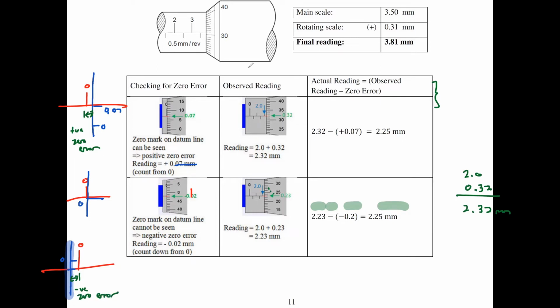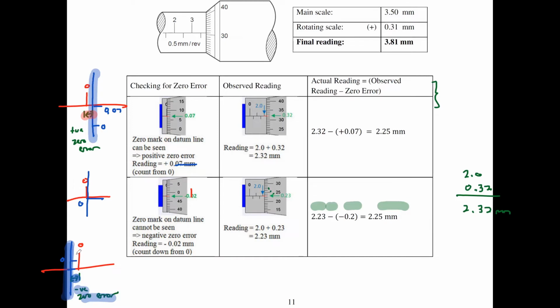If you have positive 0 error, your rotating scale is actually slightly after the 0, indicating that it's more, so it's positive. But if you have negative 0 error, your rotating scale is actually before your 0, indicating it's actually something less. That's why we call this negative 0 error.